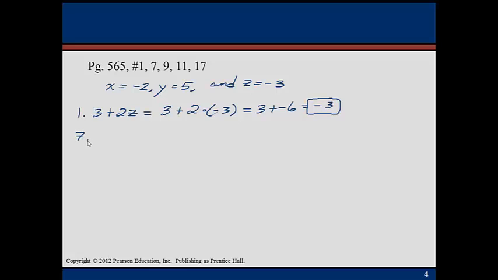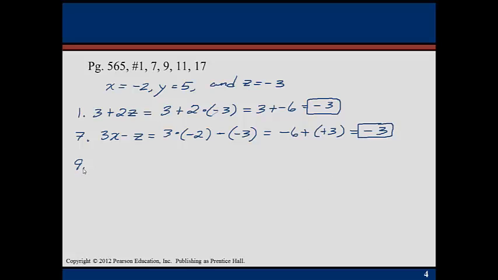And then number 7. Now we have 3x minus z. And again, we're going to start by replacing our letters. So it's going to become 3 times x, which is negative 2, minus z, which is negative 3. So 3 times negative 2 is negative 6, minus negative 3. We know a negative and a negative makes both of these positive. So negative 6 plus 3, which is, again, negative 3.